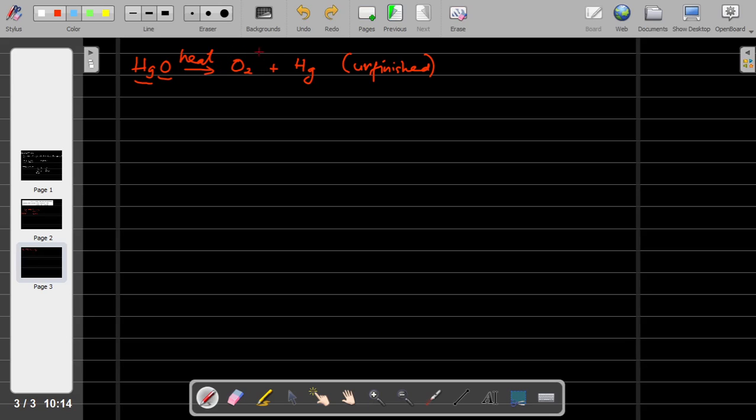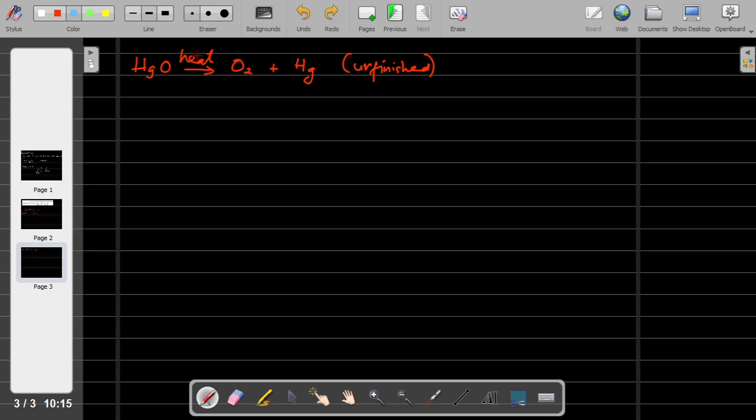We have oxygen, but the oxygen is written with a small 2 here. What is the meaning? The meaning is the product of this equation will yield or will produce oxygen with 2 atoms, because we have O2 here. And when we take a look on the left side, we only have one O here.